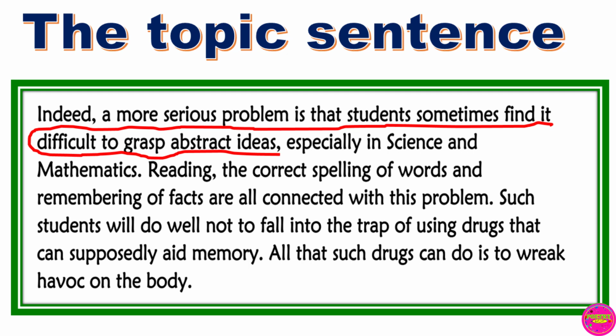Look at the comma. The comma is only telling us that this is an exception, even though there are other subjects, but in science and mathematics, they can't understand abstract ideas. This is very important. So, once you identify your topic sentence, it is difficult for students to grasp abstract ideas, then you now pick it out. If there's any word that you can change, you do the changes, but make sure the meaning still remains the same, or you don't lose the meaning in the process of changing certain words.